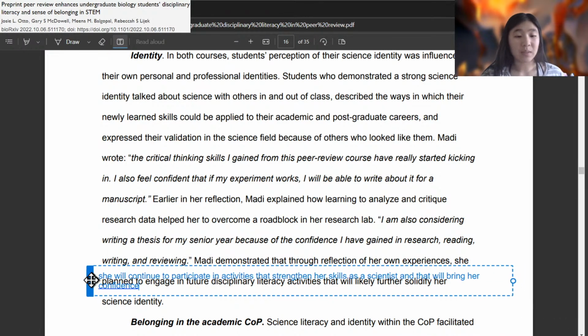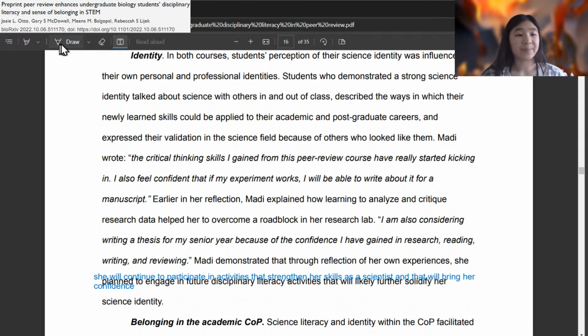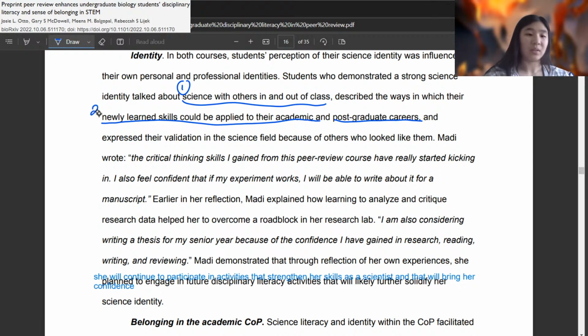I did skip over something I wanted to mention towards the beginning of this paragraph, where it says students who had a strong science identity talked about science in and out of class. So that is one way they identified having a strong science identity. They also described the ways in which their newly learned skills could be applied to their academic and postgraduate careers. So that's their second qualification.